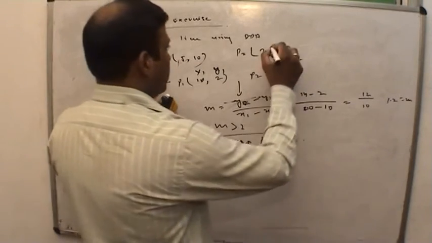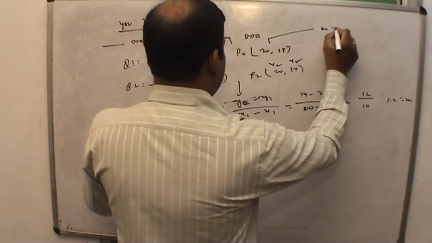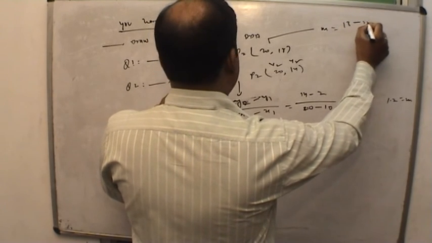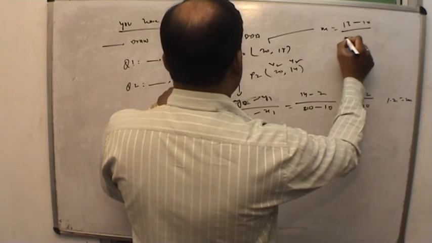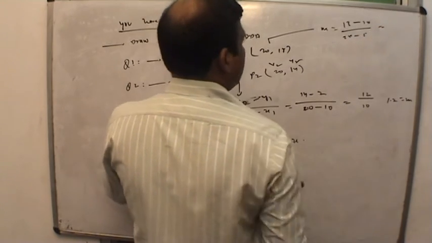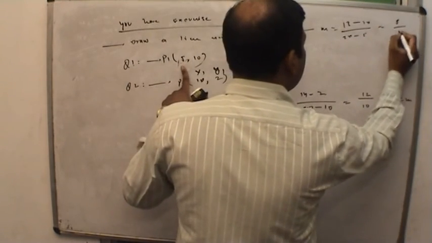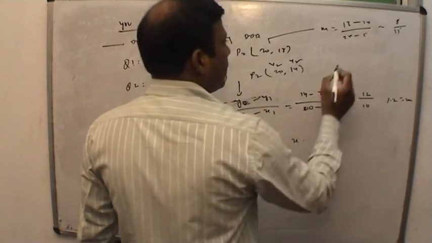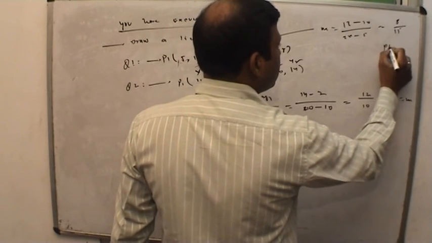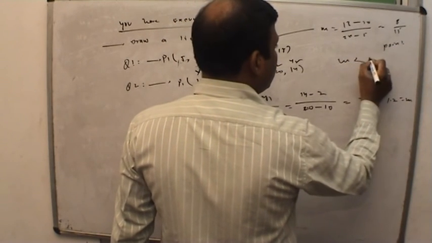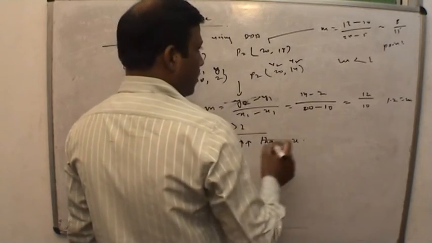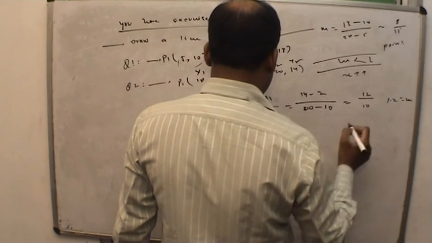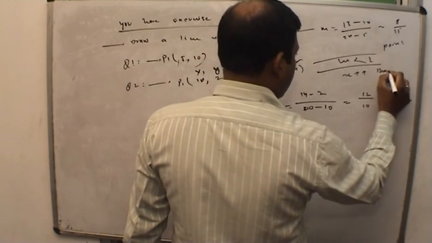And in this question m is y2 18 minus 10 by 20 minus 5, that is 8 by 15, and here the value we get is in points, and the value of m is less than 1, and in this scenario we have to increment x more than y.